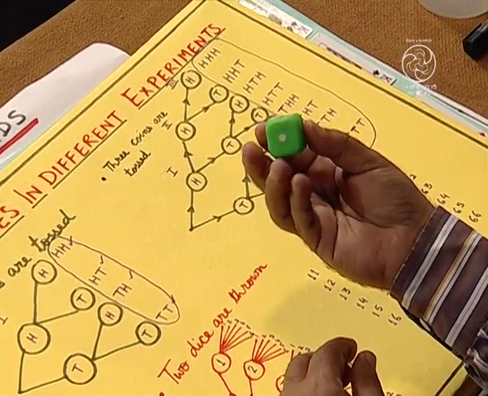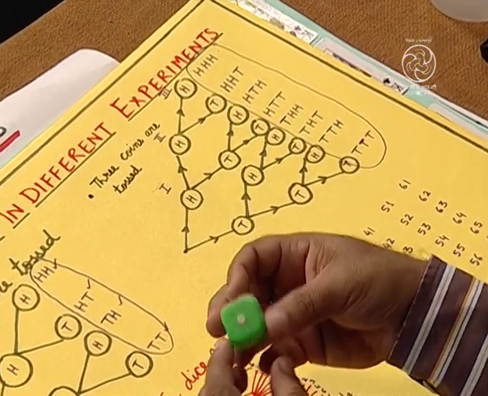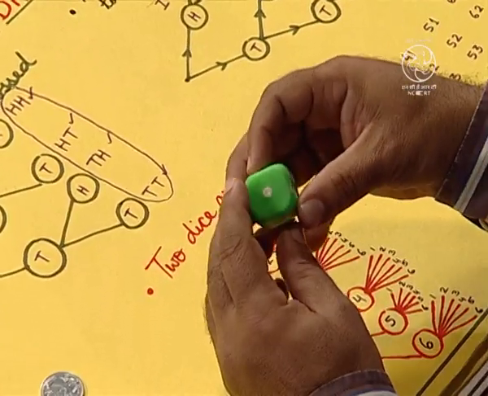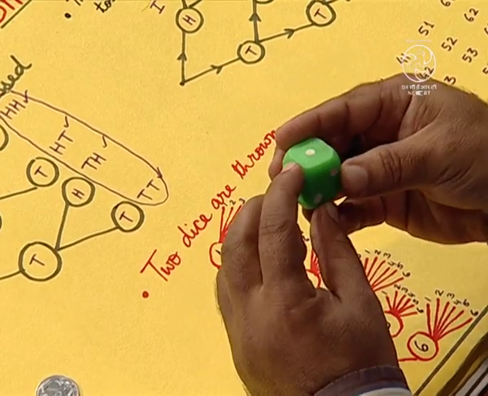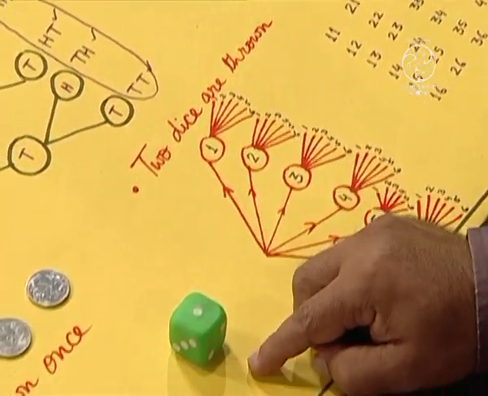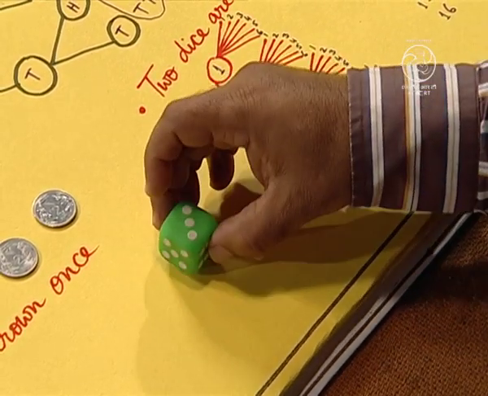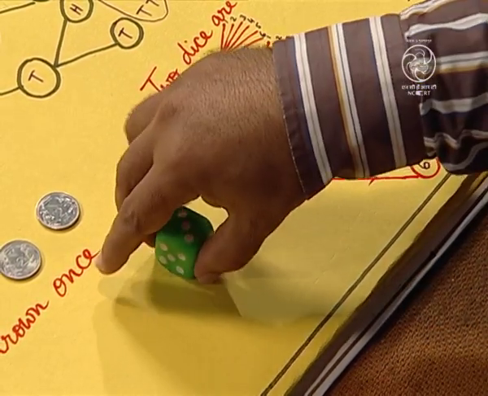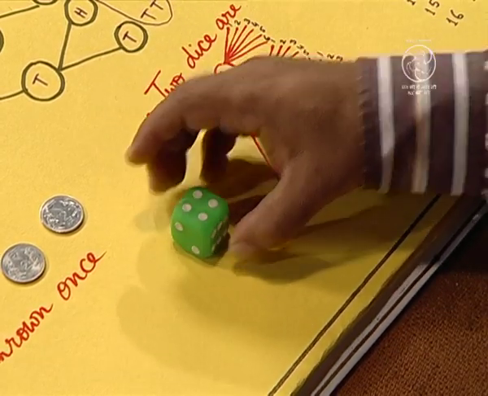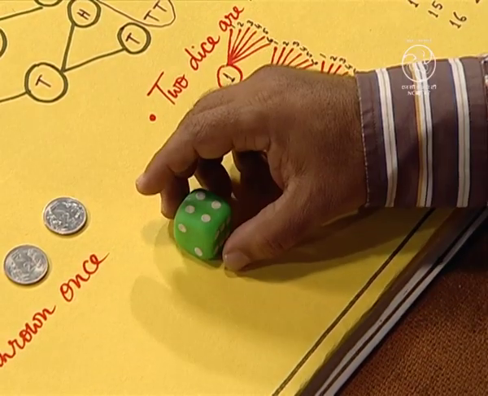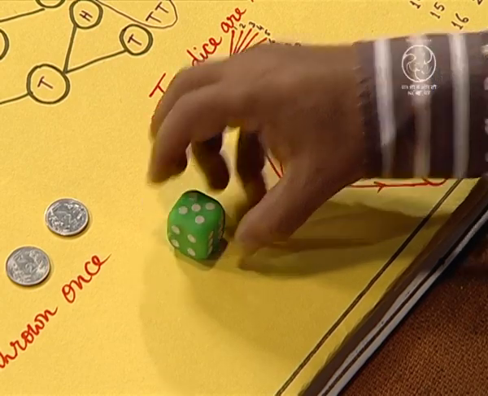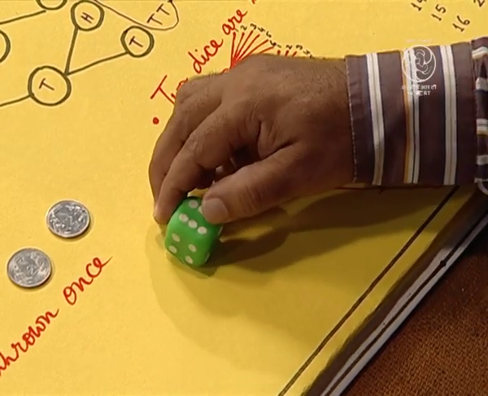Next, we consider the example of throwing a die. Now this is a die. It is a well-balanced die which has 6 faces, and on each of these 6 faces there are dots. The first one is the number 1, next is 2, after this comes 3, next on the opposite side 4, then you have a number 5, and then finally you have a number 6.